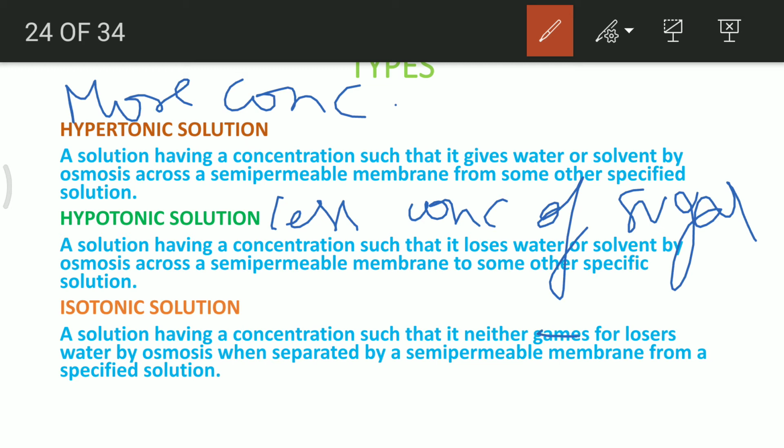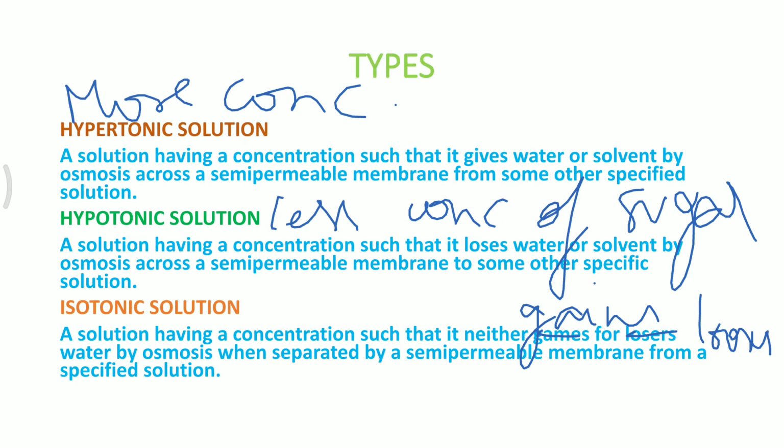Here it should be gains or loses water by osmosis when separated by a semi-permeable membrane. So this gives you an idea about three different solutions. Hypertonic, in which the solution has more sugar content. Hypotonic, when the solution has less sugar content. Isotonic, when the solution is equivalent, meaning the inside content of a particular cell and the outside content of the solution are equivalent.